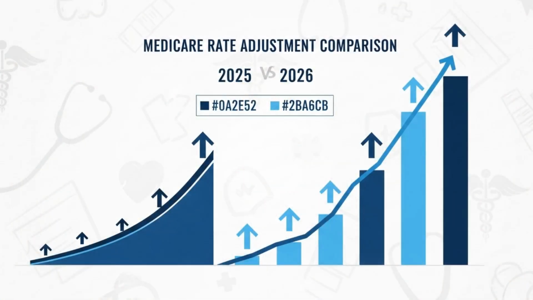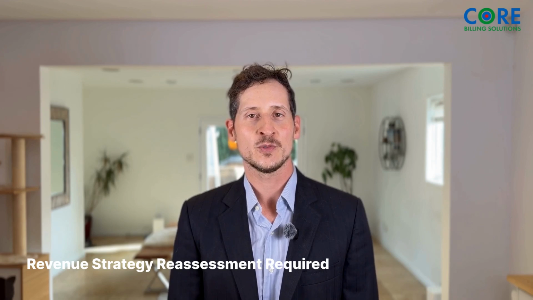Here's what most home health agencies don't realize about the 2026 rate changes. These aren't just minor adjustments to existing numbers. These represent meaningful shifts in how Medicare calculates your reimbursement that require you to completely reassess your revenue strategy. The home health Medicare rates for 2026 continue operating under the Patient-Driven Groupings Model, but with significant adjustments that affect how every single episode gets valued.